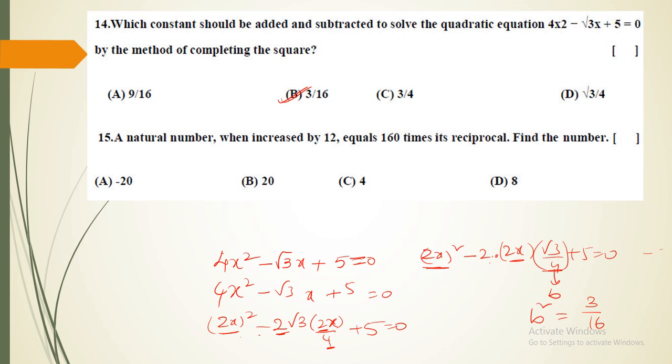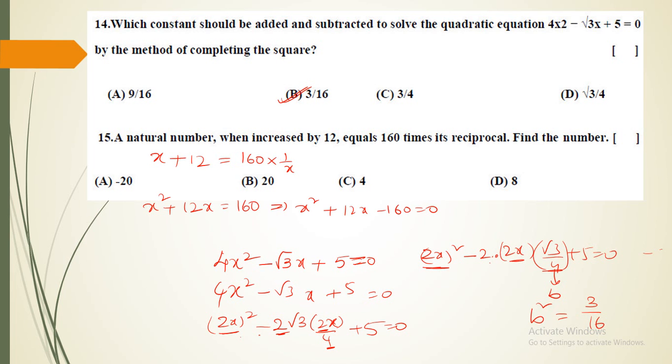So a natural number, let us consider that as x. When it is increased by 12, it is equal to 160 times its reciprocal. So its reciprocal means 160 by x. So from this what can I say? On cross multiplying, this becomes x square plus 12x is equal to 160. So I can write it as x square plus 12x minus 160 is equal to 0.